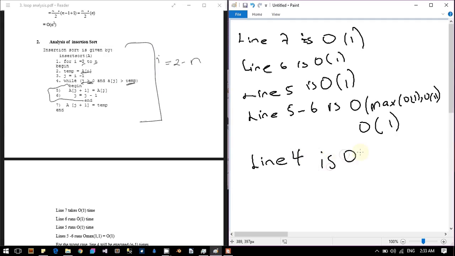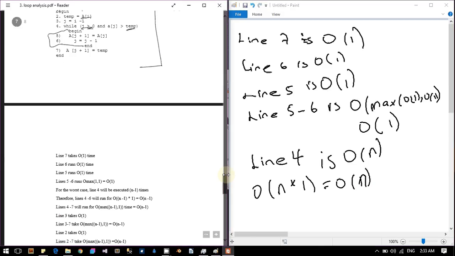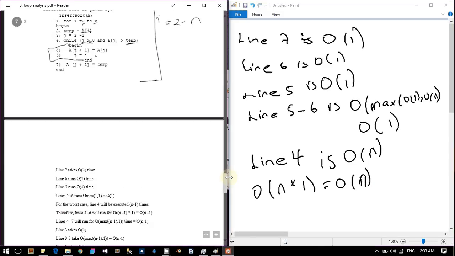n time. So how do I calculate 4, 5 and 6? Remember, it's a loop, you multiply. It will be order n times order 1, and that's what? Order n. So line 4, 5 and 6 is of what? Order n. Meaning line 4, 5, 6, 7, you add them, is of what? Order n. Okay, I hope we are following.